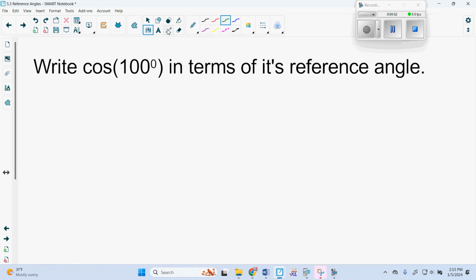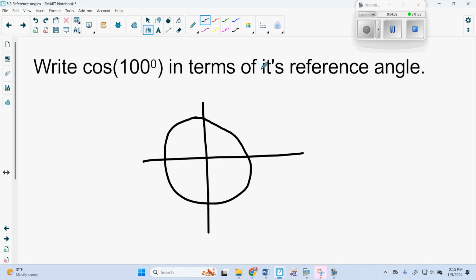Now, let's consider cosine of 100. So once again, draw my unit circle. Doesn't have to be a great unit circle. Here is 100. It's my x-coordinate. My reference angle is 80, is over here. It's my x-coordinate. And you will see these are not the same.